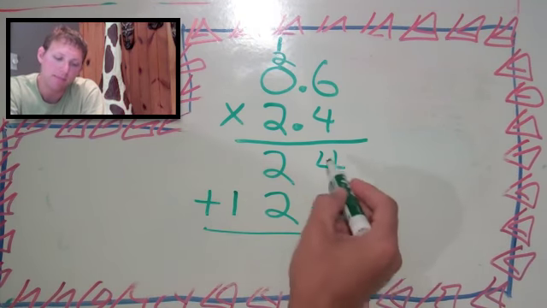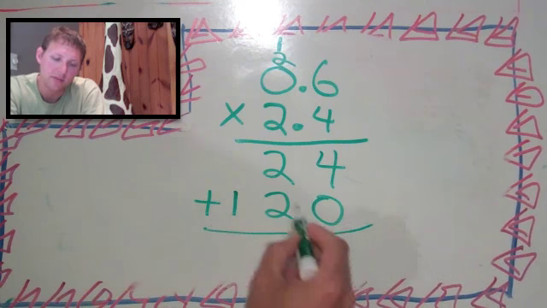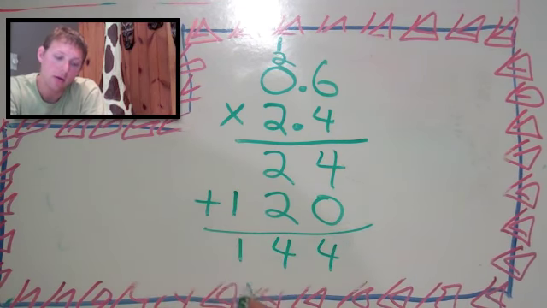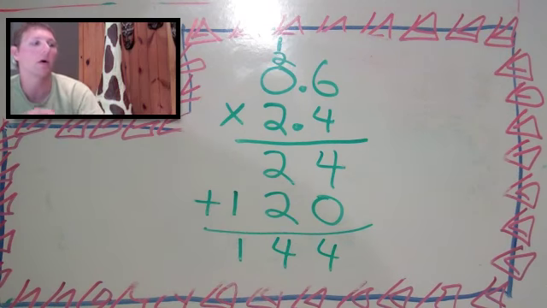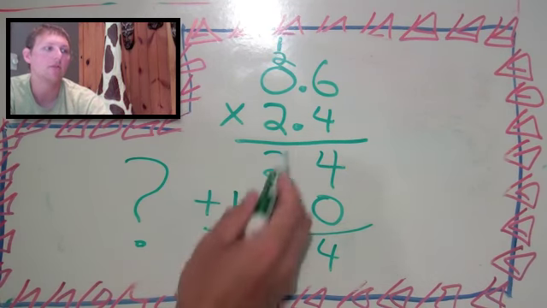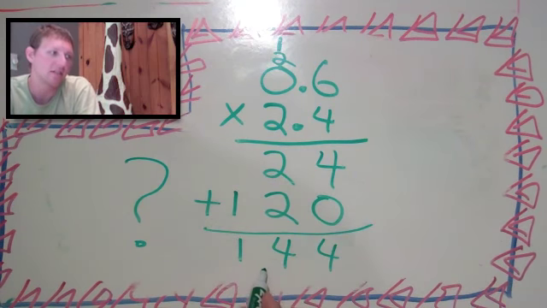And then we add them up. 4 plus 0 is 4. 2 plus 2 is 4. 1. And we're left with 144. But there is no way 2.4 times 0.6 will give us 144.